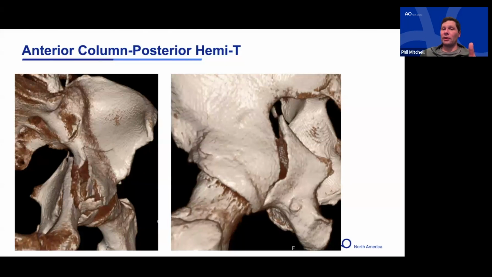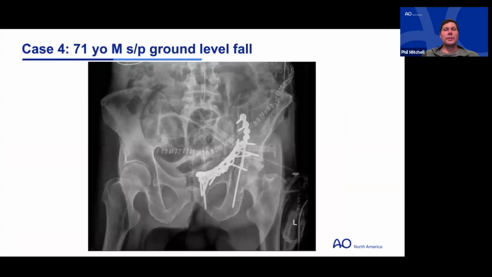If you approach it posteriorly, this is the view you get on this type of fracture. You get to see the single fracture line, but you won't be able to prevent the femoral head from going where it wants to go. So in terms of deciding approach, instability is what's going to most often drive your approach. So here's the follow-up, a beautiful X-ray of an anterior column posterior hemitransverse repair. You can see the staple line.